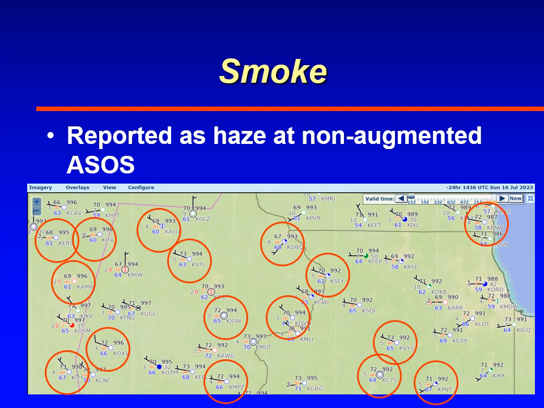Non-augmented ASOS and AWOS weather systems cannot report smoke. There needs to be a human being. It needs to be augmented for smoke to be reported in a METAR. The weather machines will instead report haze. Remember that haze is an observation of dry particles in the atmosphere. Smoke is a dry particle. But to distinguish between smoke and haze, a human is required to make that observation.